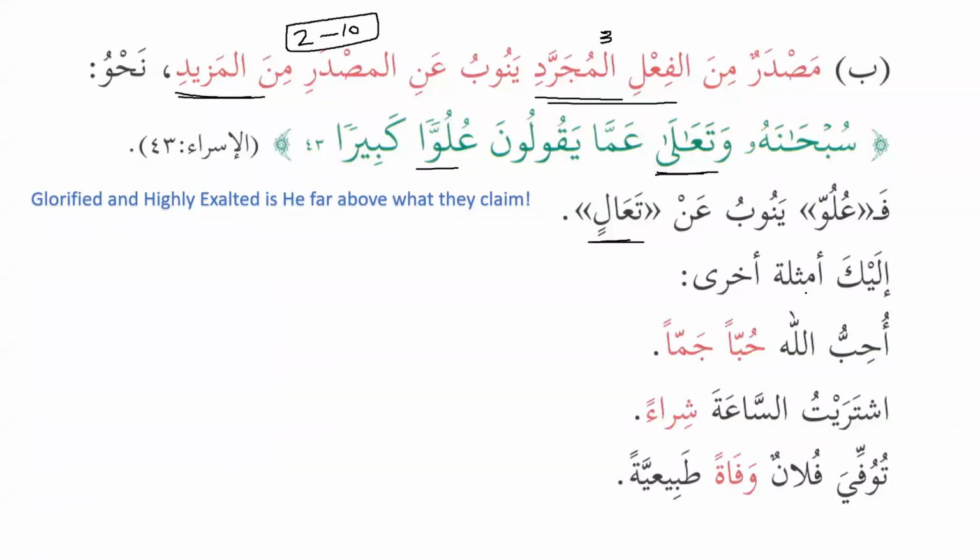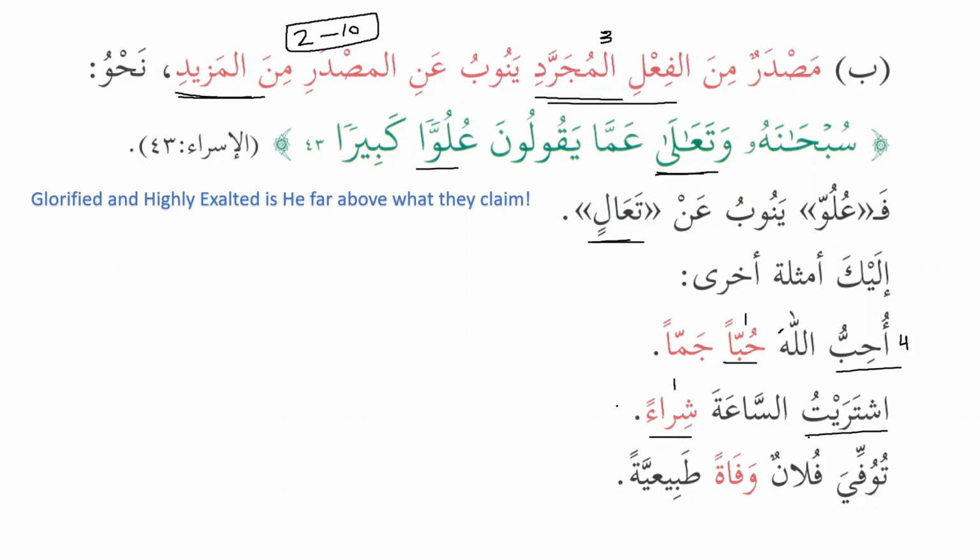We have more examples over here. أحب الله حبا جما. Now أحب is from which form? From number 4: أحب يحب إحبابا, and حبا is from number 1. So this is mazid and this is thulathi mujarrad. I love Allah subhanahu wa ta'ala abundantly or lovingly. Similarly, اشتريت أساة شراءً. So we can see that اشتريت is mazid fih, and shira'an is from number 1, thulathi mujarrad.